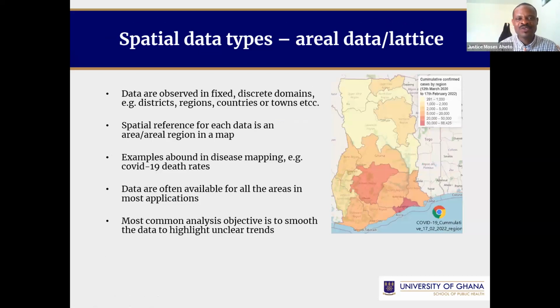So another type is what we call the area data or lattice data. Area data or lattice data. Here you have existing predefined boundaries, or maybe you can even create them yourself. You can create a boundary within which each of these belongs. Then for each boundary that is created, you have an attribute for that boundary.